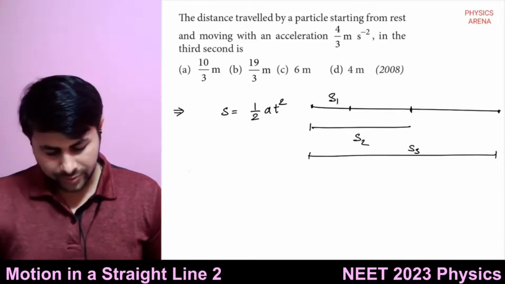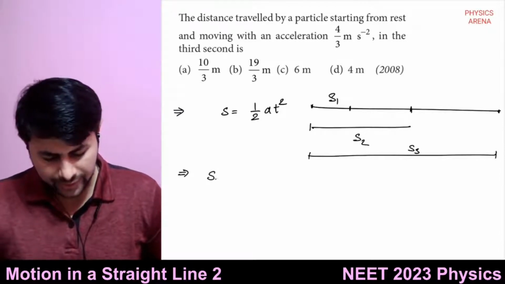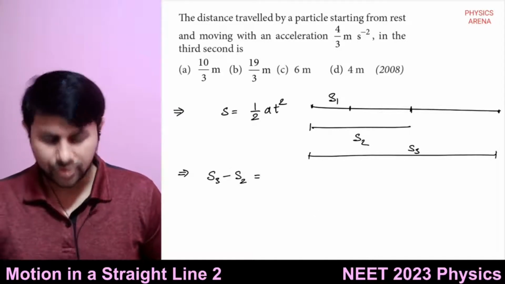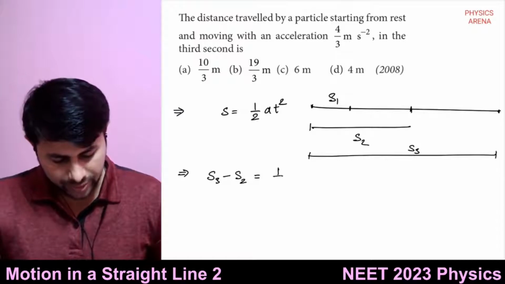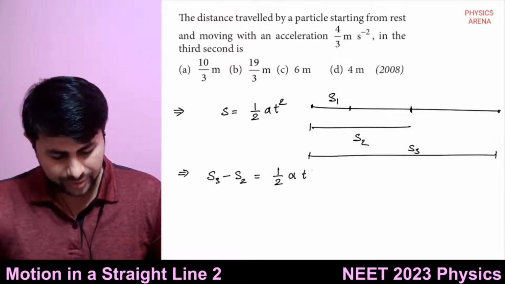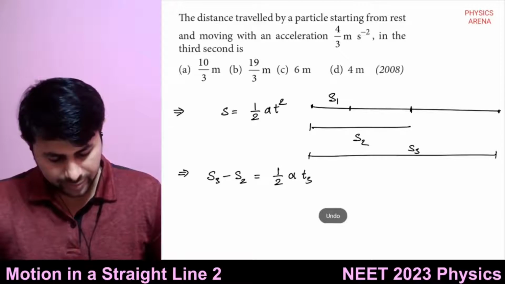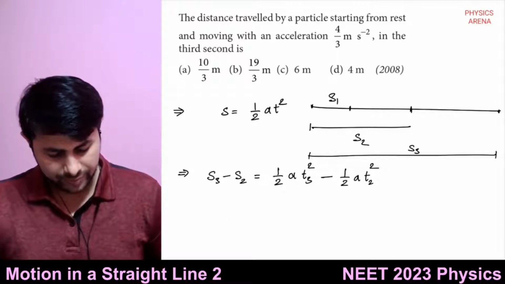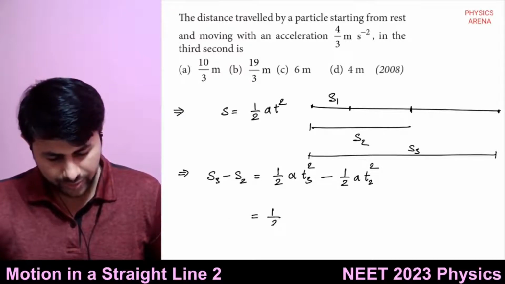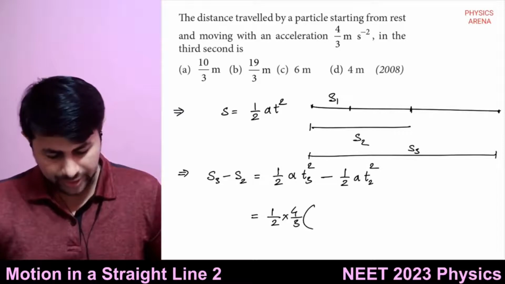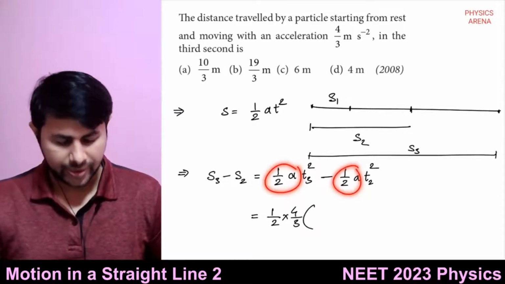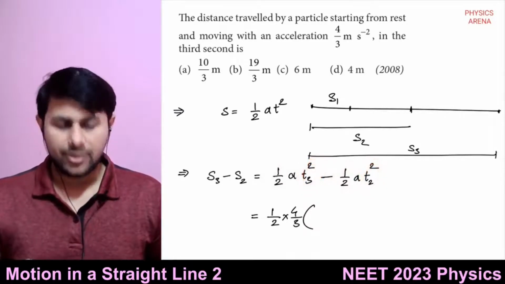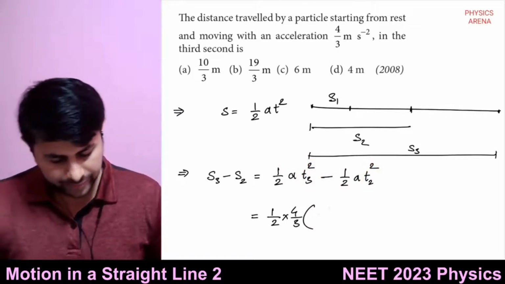Okay, so you can write that s3 minus s2 is what you have to find out, and that is equal to half of a multiplied by t3 square, let's call it t3, minus half of a multiplied by t2 square. Okay, so that is half of 4 by 3, and I will take half a common. It is t3 square minus t2 square, which is 3 square minus 2 square.